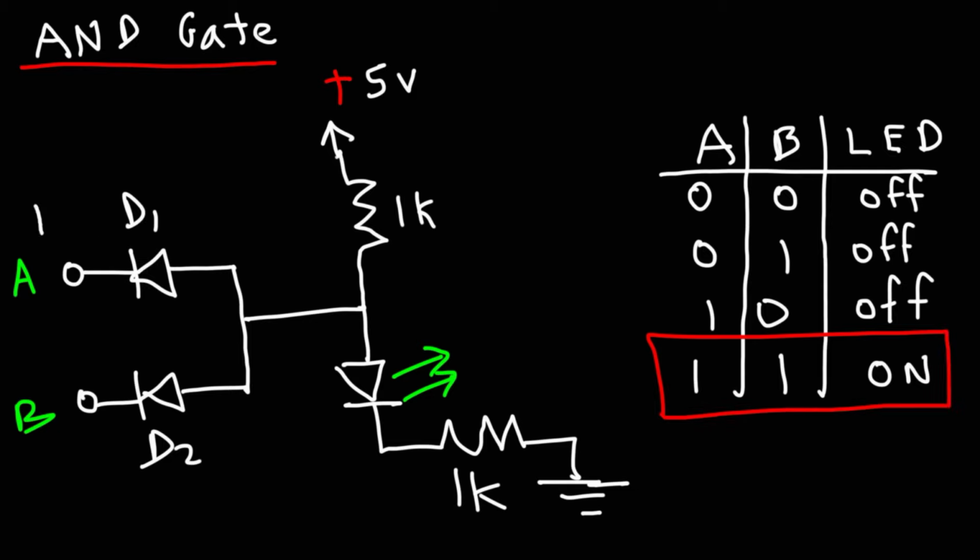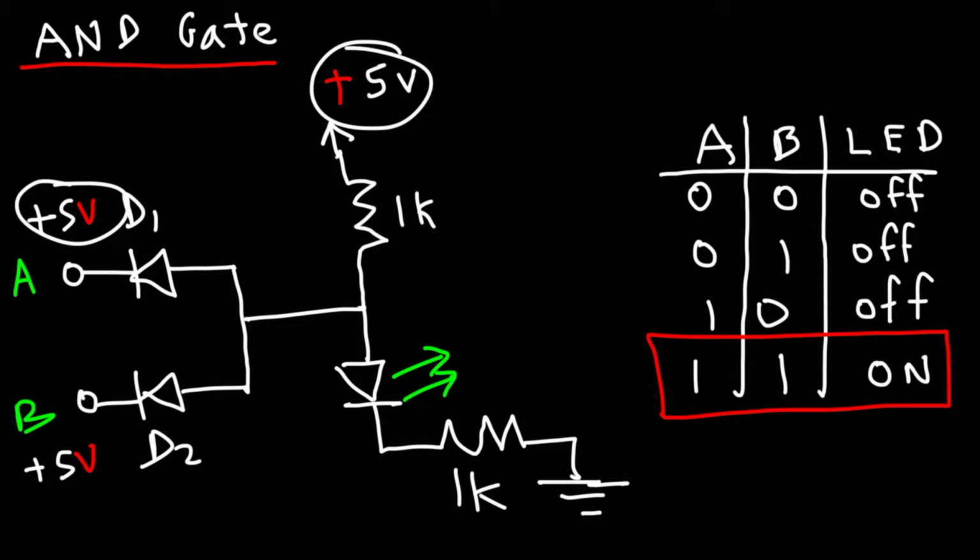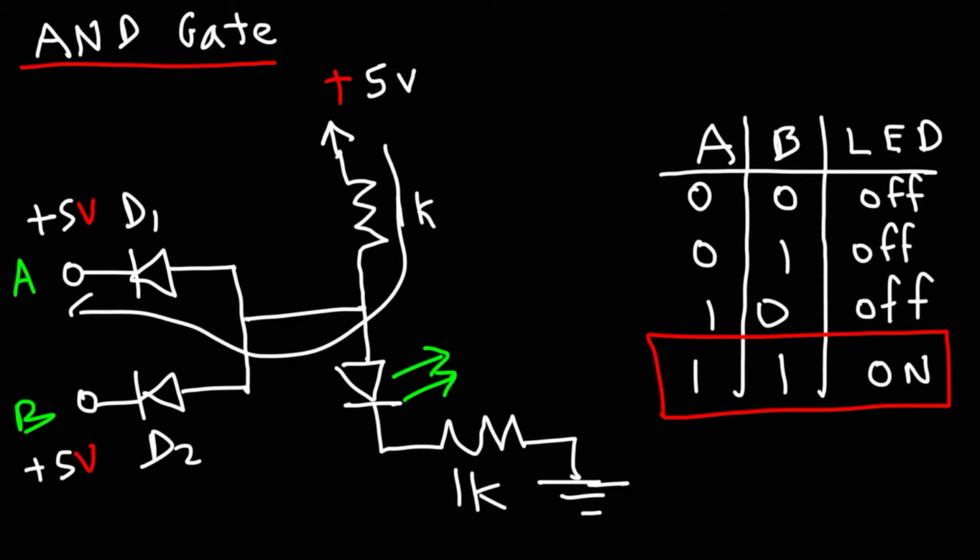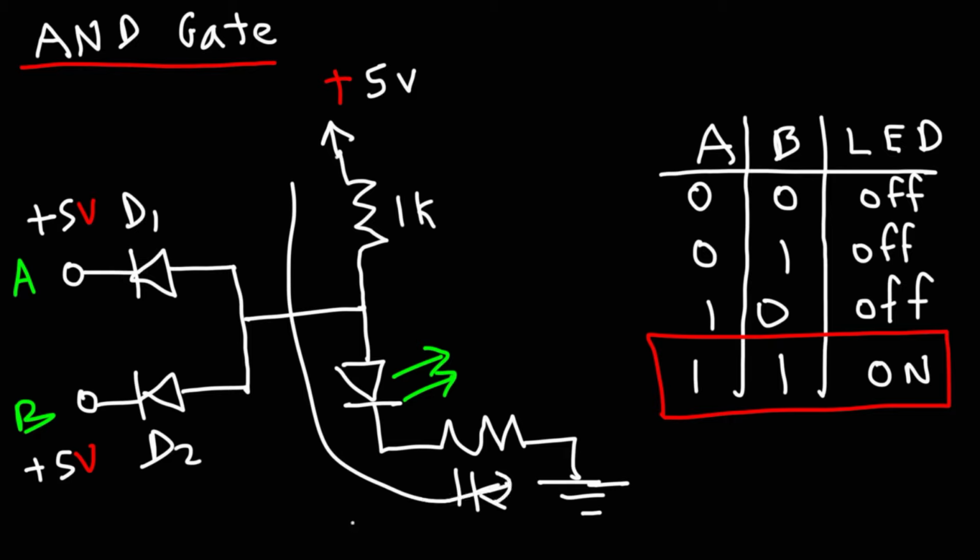So if we set A to positive 5 volts and B to positive 5 volts, then the LED is going to be on. Because the potentials of these 2 points are the same, no current is going to flow through D1 or D2, because the voltage has to be 5.7 or more to go through D1 or D2. So that's not going to happen. Because current cannot flow in this direction, the only way current can flow is through the LED.